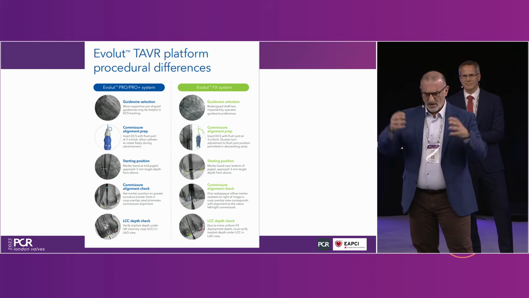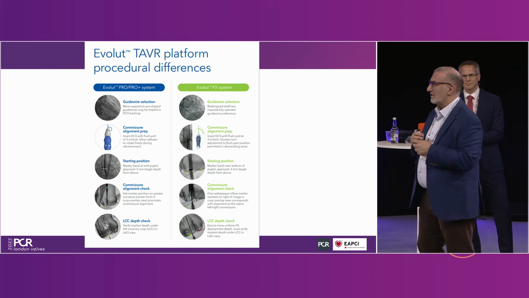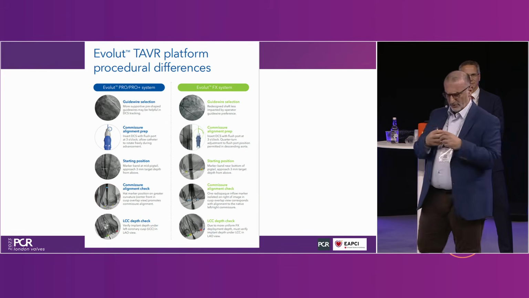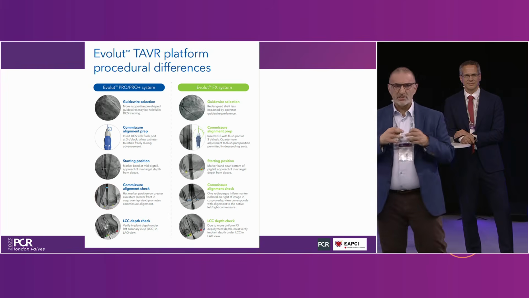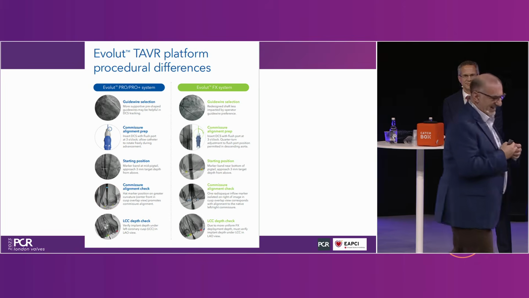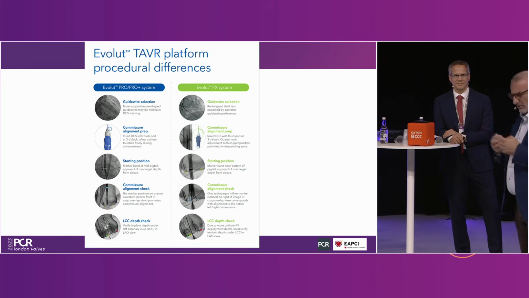commissure alignment. If you look at the two systems side by side, number one, the guide wire selection, I think because of the stability layer and how the device is performed, the importance of the stiff wire we used to have, the Lunderquist, is no longer as important. I think now 70% of the cases are with a Safari or a Confida rather than a Lunderquist.